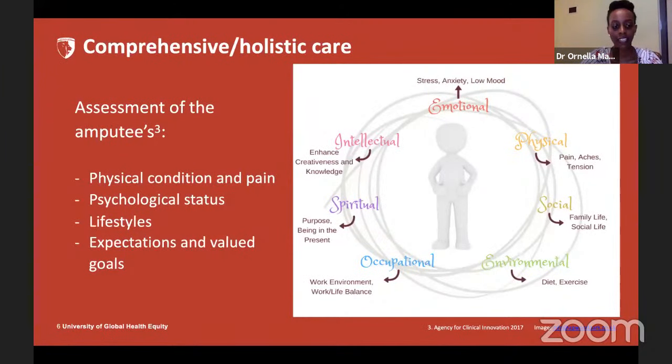And as I said, we should do an assessment of the amputee's needs before doing surgery. We should assess not only the physical condition, like how we used to do, and the pain, but also go beyond that. We assess the psychological status of that patient, his or her frustration, his or her anxiety, their lifestyles, their expectations and future goals. Next slide, please.